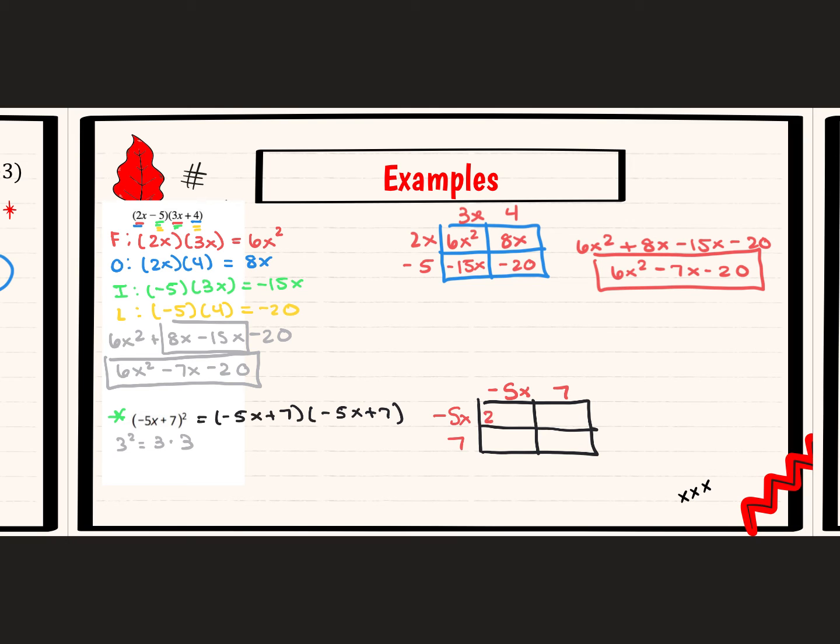Negative 5 times negative 5 is 25. x times x gives me x squared. Negative 5x times 7 gives me negative 35x. Negative 5x and 7 gives me negative 35x. 7 times 7 is 49. So pull out all those key pieces. I have 25x squared minus 35x minus 35x plus 49. Combine those like terms. I have 25x squared minus 70x plus 49.